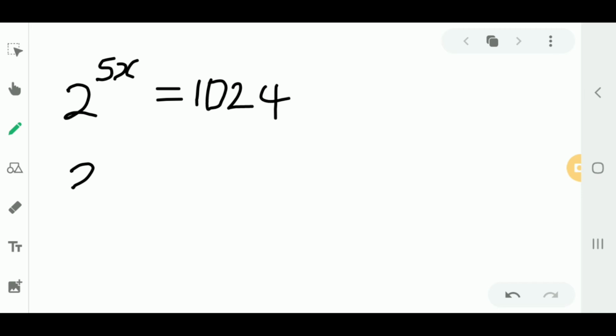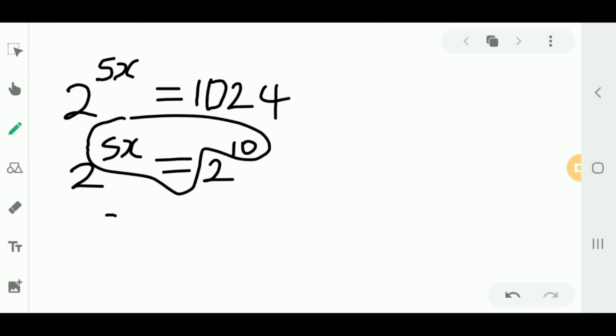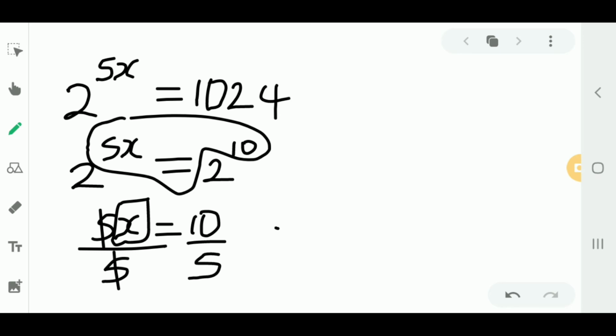Let's say we have 2 to the 5x is equal to 1024. Now we look to see what the smallest base is here. The smallest base is 2. So that means we're leaving the 2 to the 5x alone and we're converting 1024 to base 2. So 2 to the 10th power gives you 1024. Now that the bases are the same, we're equating the powers. So now we have 5x is equal to 10, and you want to make x the subject of the formula, so you're dividing both sides by 5. So that means x is equal to 2.